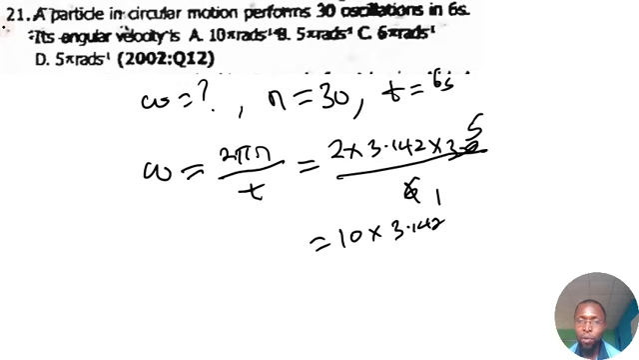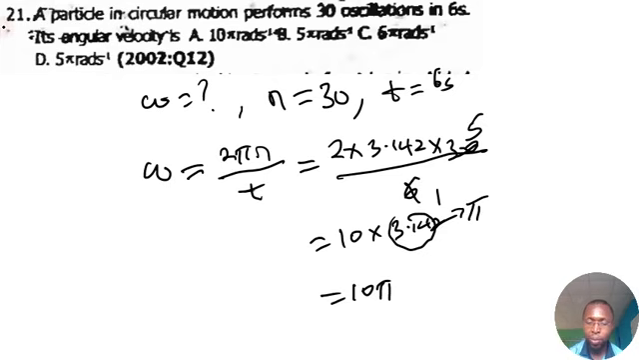3.142. But then if you look at the options we are given, the pi is not converted. So instead of changing the pi to 3.142, we will just return pi back. And that will be giving us 10 pi. 3.142 represents pi. So our answer is 10 pi. That's option A, 10 pi radian per second. B is 5 pi radian per second, C is 6 pi radian per second, and D is 5 pi radian per second. So the correct option is option A, 10 pi radian per second.